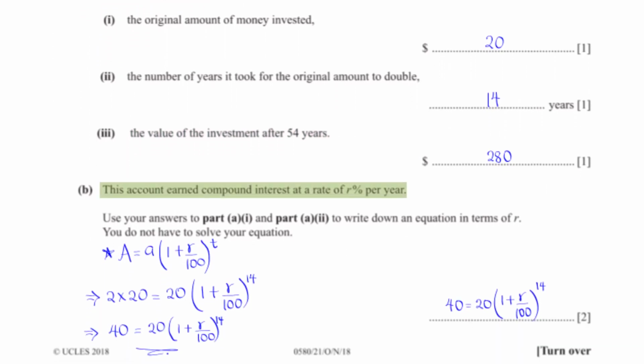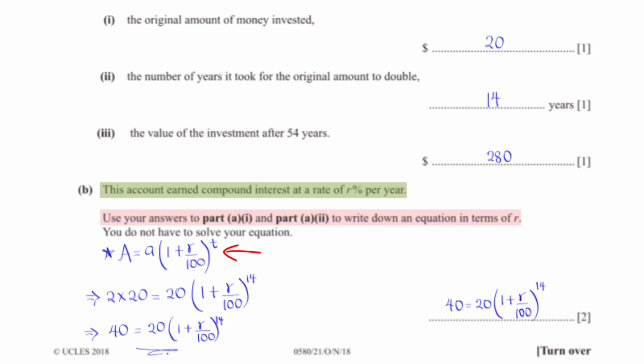This account earned compound interest at a rate of R% per year. Use your answers to Part AI and Part AII to write down an equation in terms of R. You do not have to solve your equation. In this case, we need to apply the compound interest formula. Capital A represents the final amount at the end of the investment. Small a represents the initial amount invested. R is the rate and T is the total number of years the money was invested.